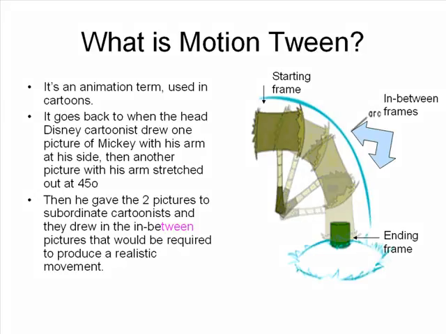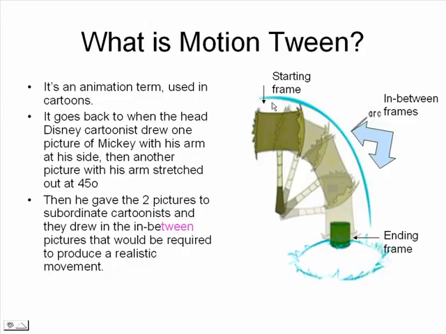What is a motion tween? It's used in cartoons, and it goes back to the old days when the head Disney cartoonist drew one picture of Mickey with his arm at his side, then another picture with his arm stretched out at 45 out at his side, so you've got a 90-degree angle, and then he gave the two pictures, the first and the last one, to subordinate cartoonists, and they drew the in-between pictures that would produce realistic movement.